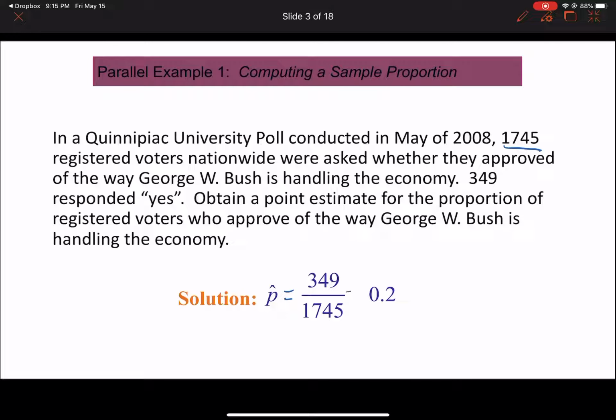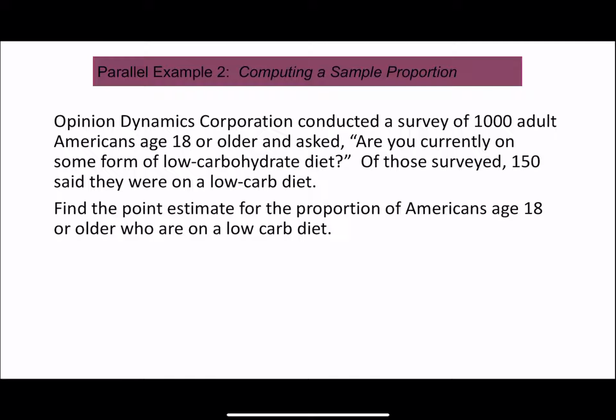So 349 over 1,745, so 0.2. So 0.2 was the proportion of people who approved of the way George W. Bush was handling the economy. So that is as simple as it gets. That's how we find the p hat. So I would like you to find the p hat on this one.